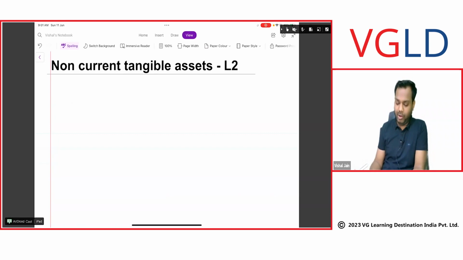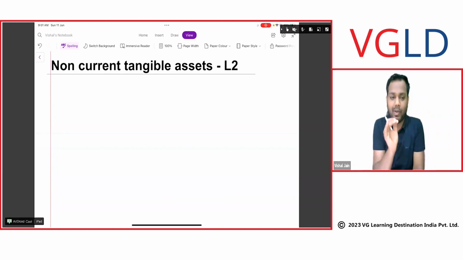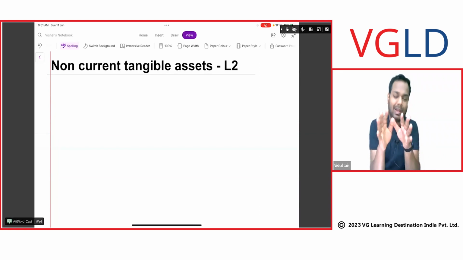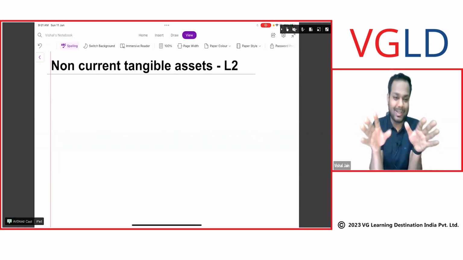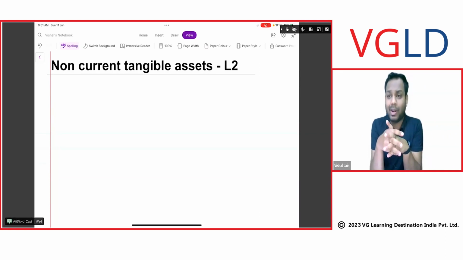Okay. So, what we'll do, first of all, we'll revise whatever we have discussed in the previous class, and then we'll move ahead in today's class. Now, we'll go one by one. First of all, we took the orientation of the FR batch, so definitely I'm not going to revise that. Now, second, we discussed the non-current assets.